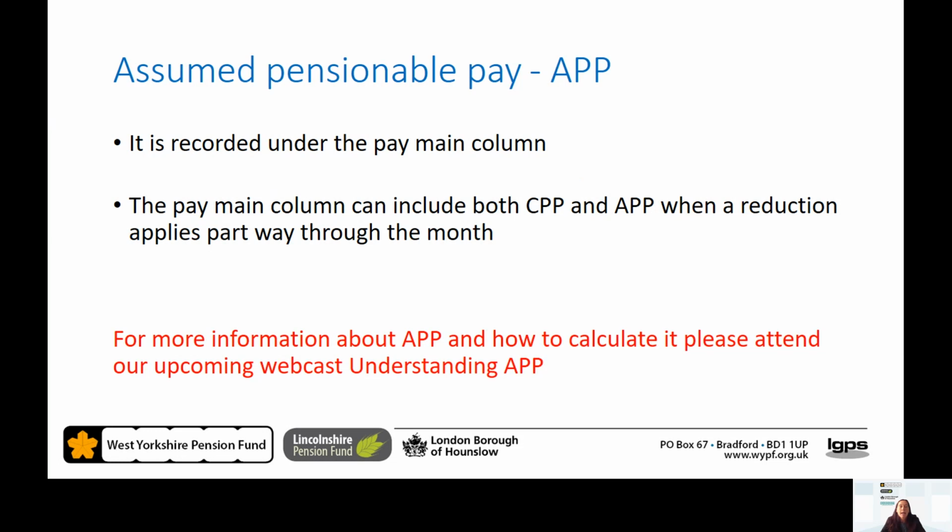Assumed pensionable pay, or APP, is recorded under the pay main column when a member is on reduced pay due to sickness or child-related leave. The pay main column can include both CPP, actual pay, and assumed pensionable pay when a reduction applies partway through the month. For more information about assumed pensionable pay and how to calculate it, please attend our upcoming webcast, Understanding APP.